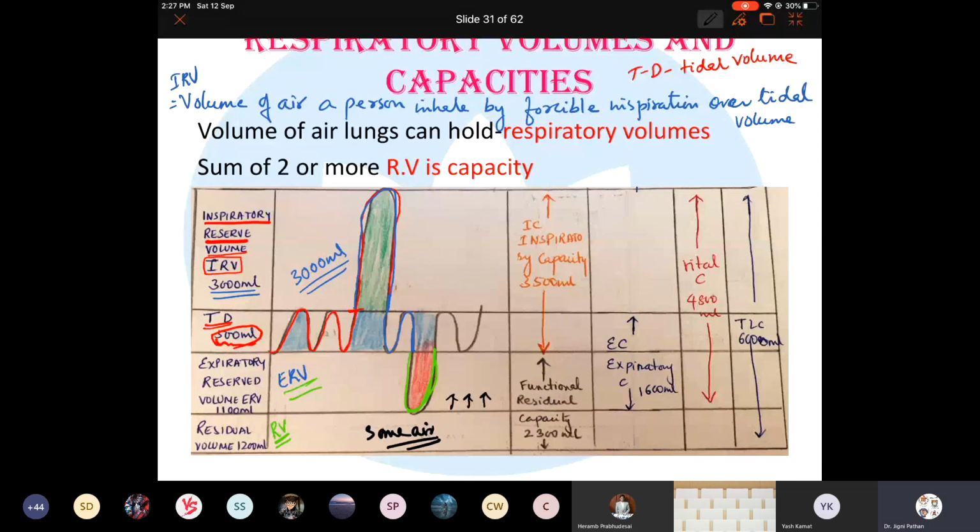Next, this is all about the volumes. Now, what about the capacities? Capacity is the sum of two or more pulmonary volumes. It can be any of them. Ma'am, is this the same volume which is removed during ERV? In ERV, the volume that is removed is 1100. In residual, it will be 1200 ml of volume which remains.